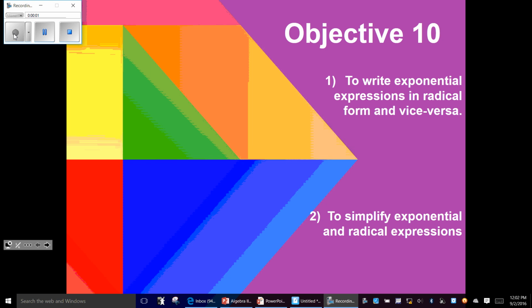Okay, today we're going to do Objective 10. We are going to write exponential expressions in radical form and vice versa. So we're going to take them from exponential to radical, and from radical back to exponential. Then we're also going to take a look at how to simplify exponential and radical expressions.